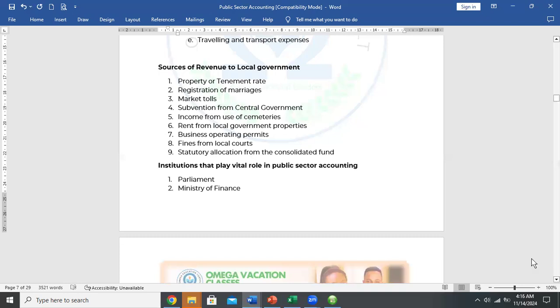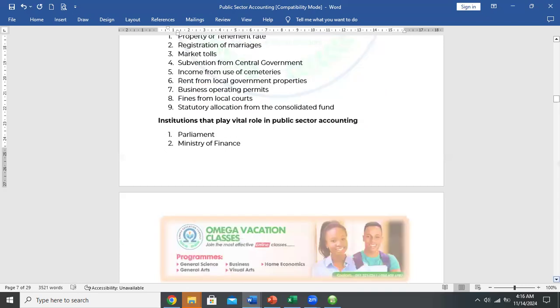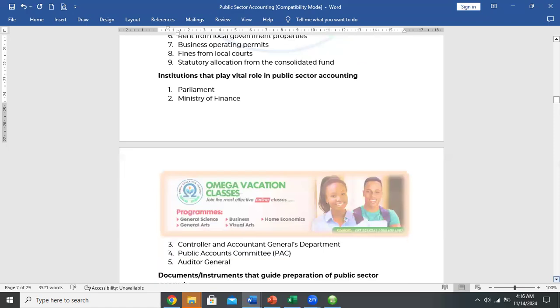Okay, institutions that play a vital role in public sector accounting. So we have the Parliament, the Ministry of Finance, right? The Controller and Accountant General's Department, the Public Accounts Committee, and I don't know if you have been following this committee, it assesses public officials if they have mismanaged some funds given them. Then we have the Auditor General. Sometimes they air some of their proceedings on GTV, right? And some people will be answering questions. Okay.